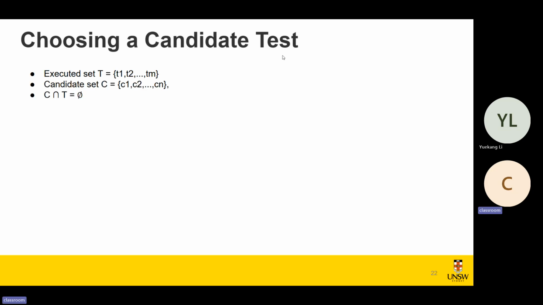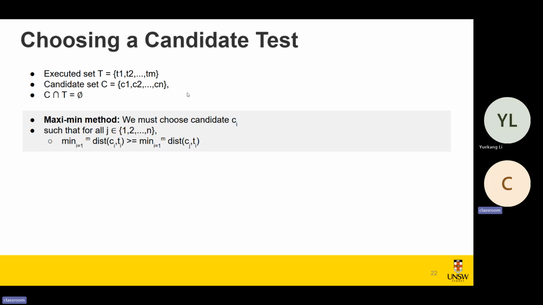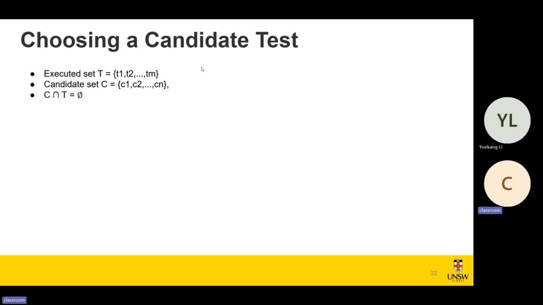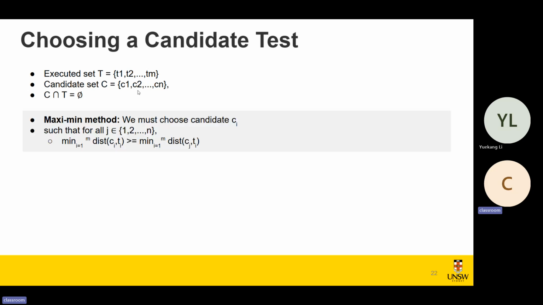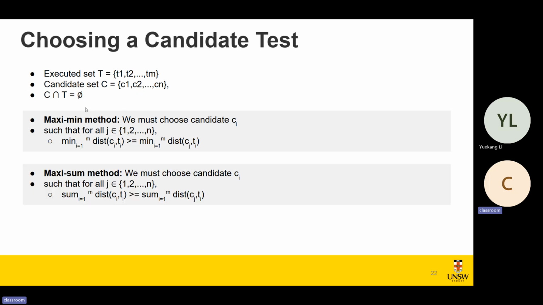We need to choose the next candidate for execution, and the key decision here is according to distance. We want to choose the candidate that is furthest away from what we have executed. Here we have two strategies for calculating the distance. The first is called the maxi-min method, and the second is the maxi-sum method.